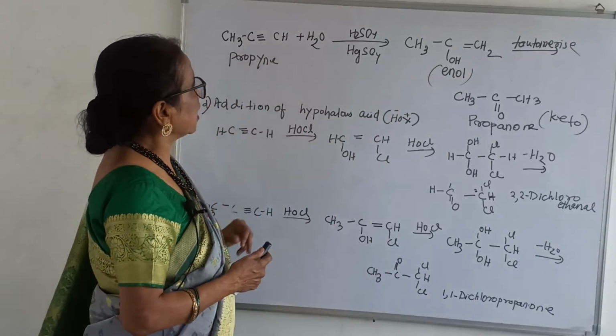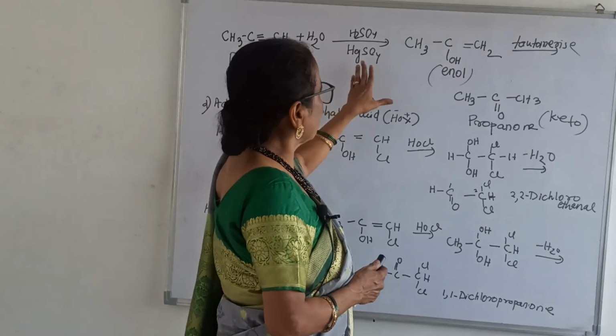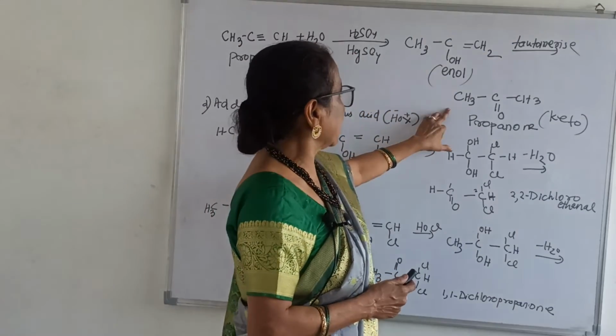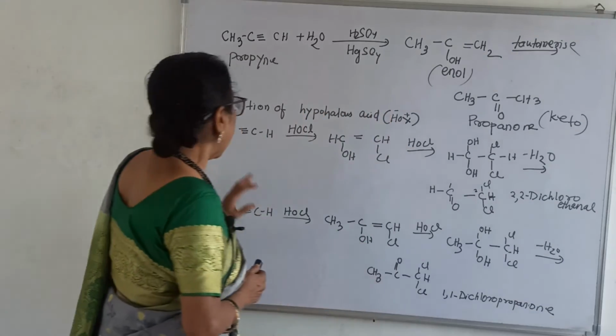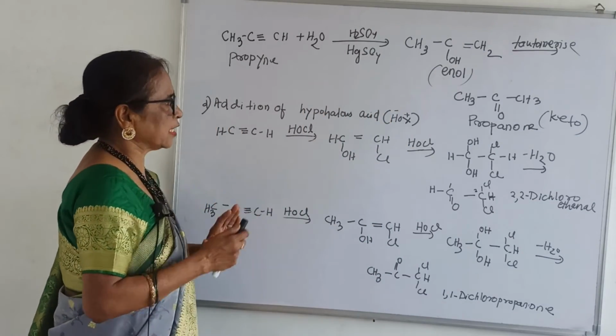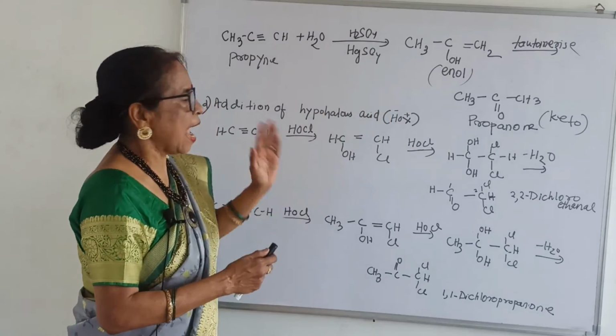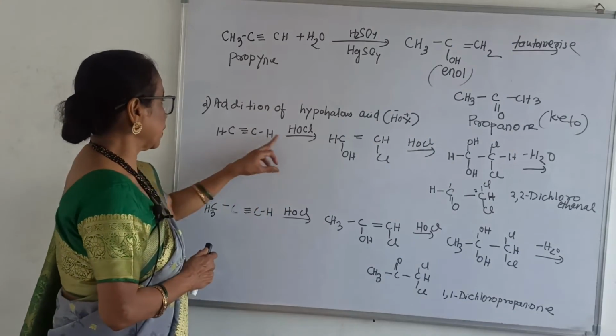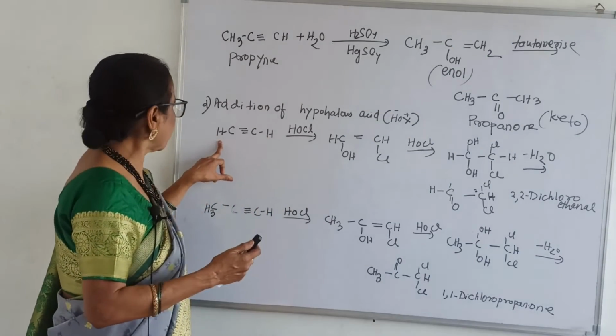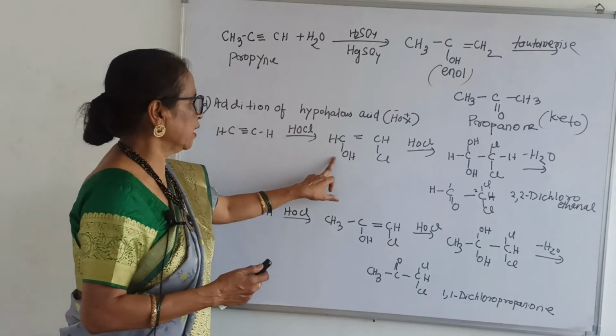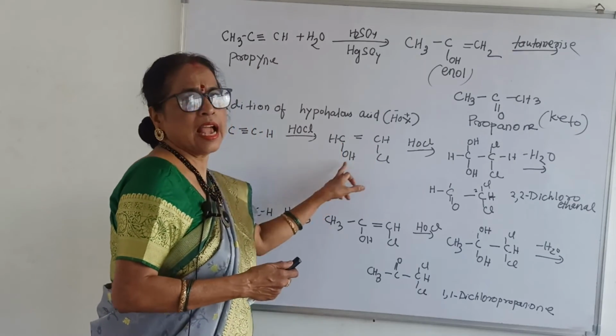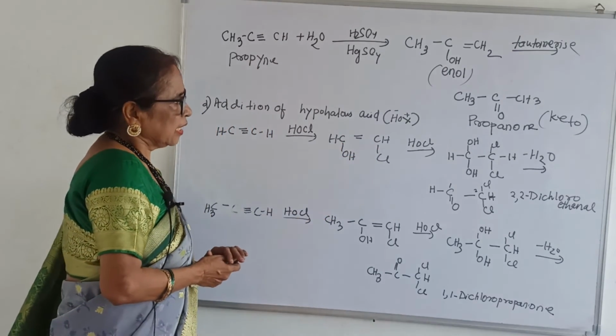Again see, from the beginning propyne is unsymmetrical. So when water is added with this reagent, tautomerization takes place and lastly we get propanone. In the addition of hypohalous acid, OH is the negative part and X is the positive part. If HOCl is added to a symmetrical alkyne, there is no problem. You can add OH here and Cl here, or Cl here and OH here. It is your choice. Now what is the product?